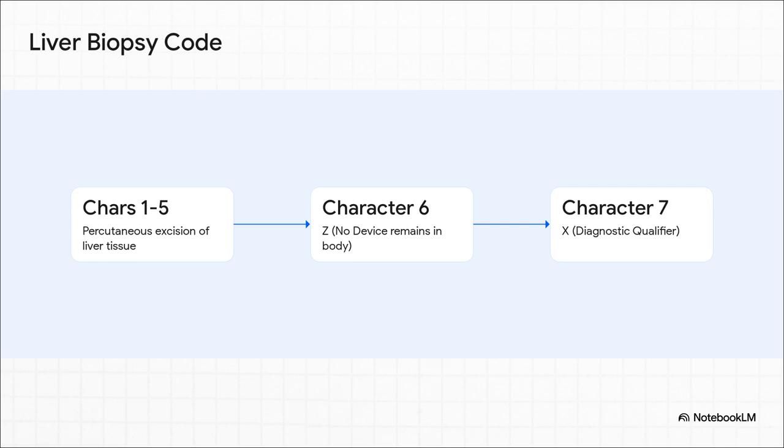Now, step 2, character 6. Does a needle or a piece of the liver stay inside the patient permanently? No, of course not. So our device character is simply Z for no device. Finally, step 3, character 7. Because the sole objective of this excision is to test the tissue, we must apply that golden rule we just talked about. The qualifier is X for diagnostic. So here we beautifully utilize both the Z placeholder and the X wildcard in the exact same code.